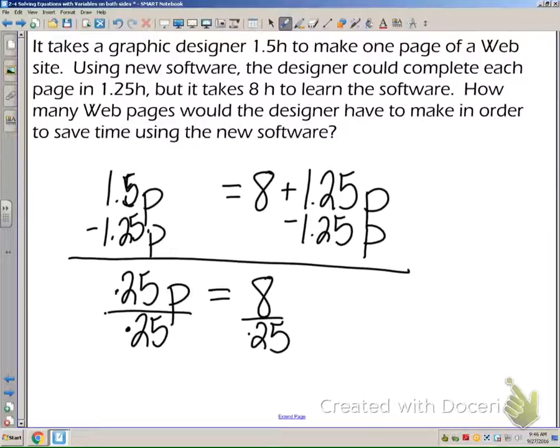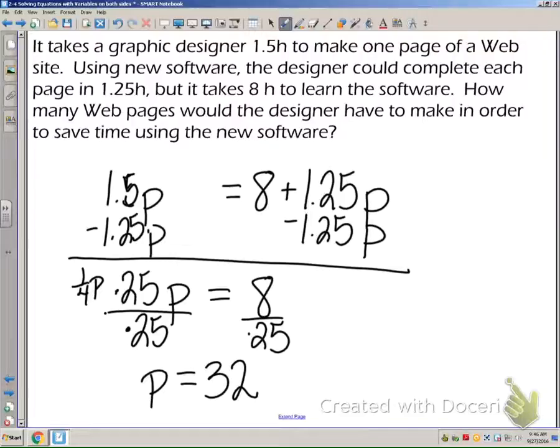Or what I could do is times both sides. This is the same as 1/4 P. So to get rid of the fraction, I would times both sides by 4. That's going to be a whole lot easier to do mentally than divide by 0.25. So we know that it is 32.